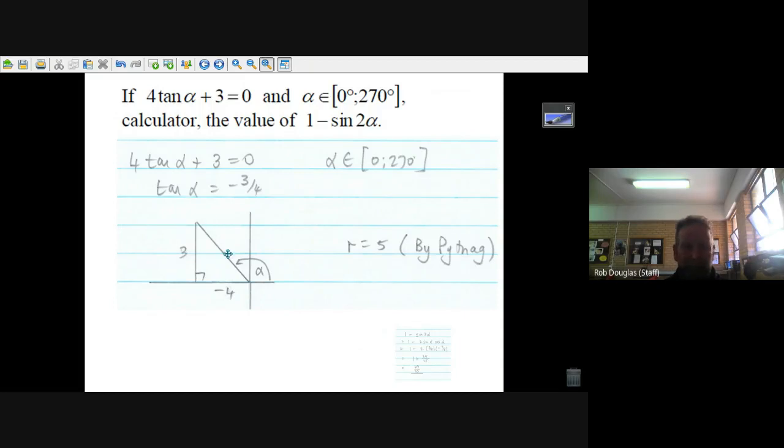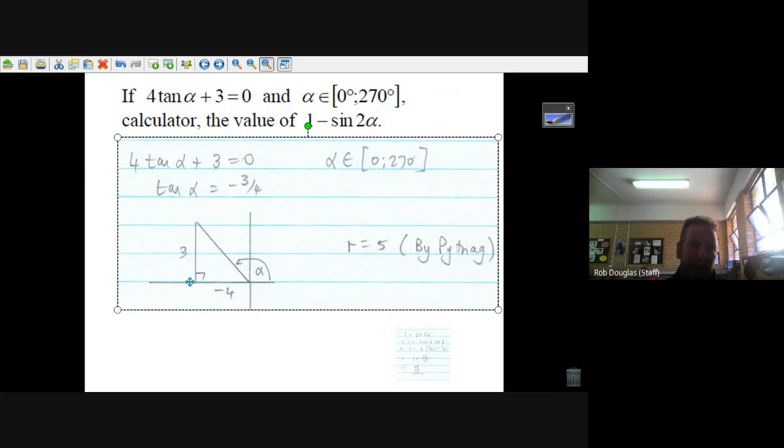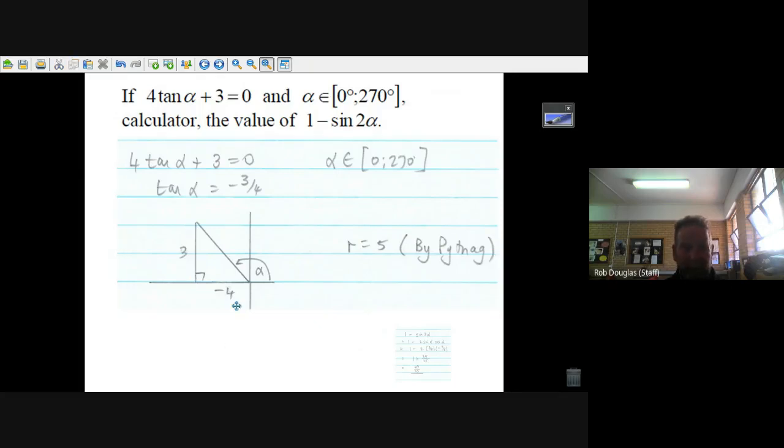So that means you have to draw your triangle here, where tangent is negative and it's between 0 and 270. So you draw your triangle. Because it's tangent, opposite over adjacent. There's your angle, but here's your triangle. Opposite is 3. The adjacent must be negative 4 because you're moving to the left and going up to get to this point. So there it is.